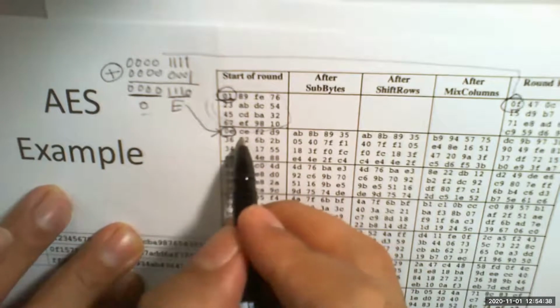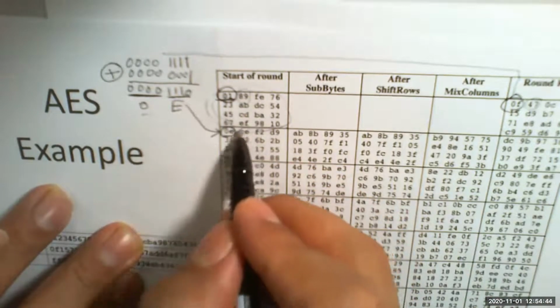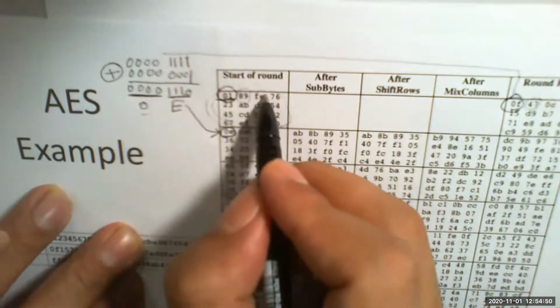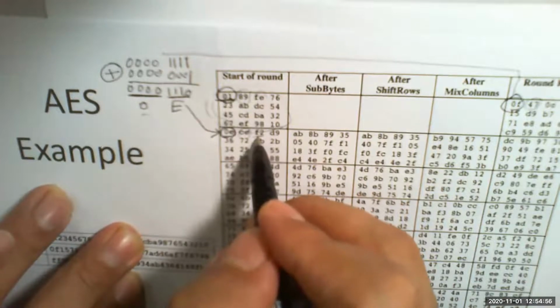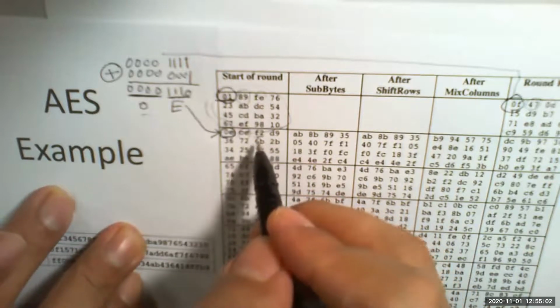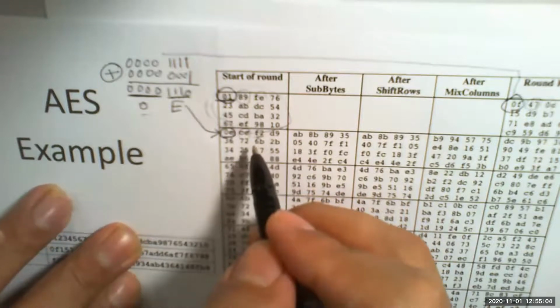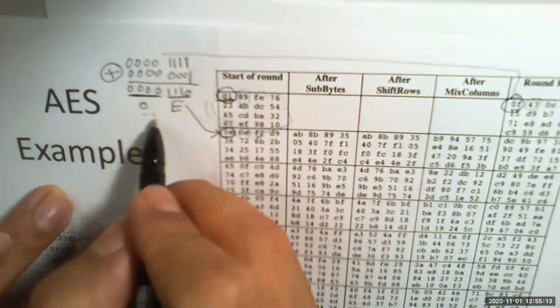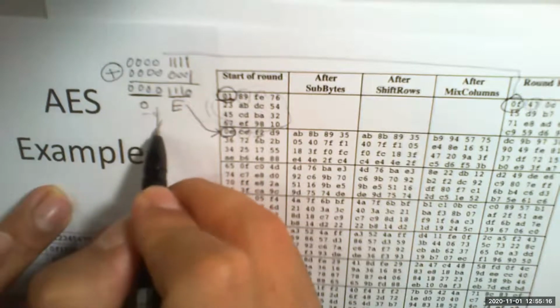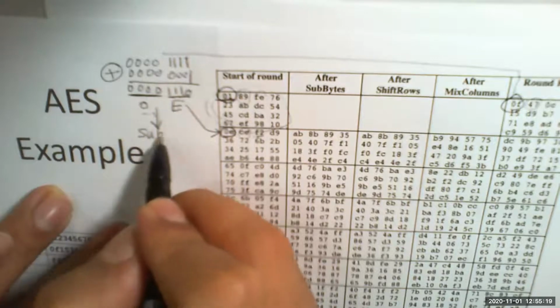I can repeat the operation. I can take that one XOR with that one to get CE, 0C with FE to get F2, and so on. Do you understand the add round key? Add round key is a simple XOR operation. Okay, so we finished add round key. We take 0E, and we make SubBytes.